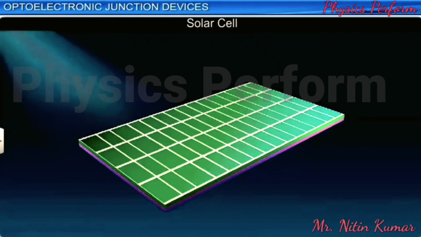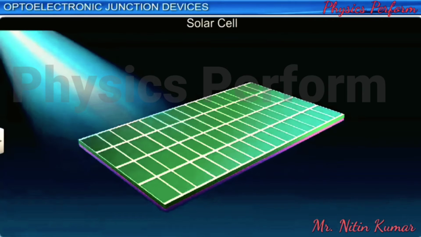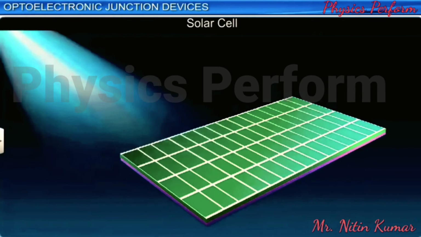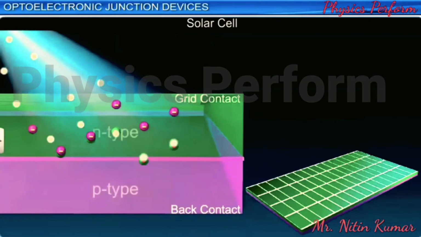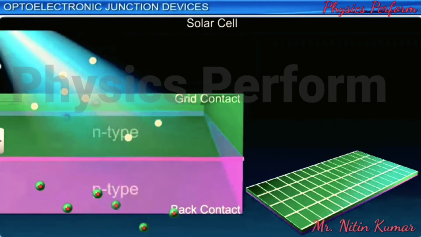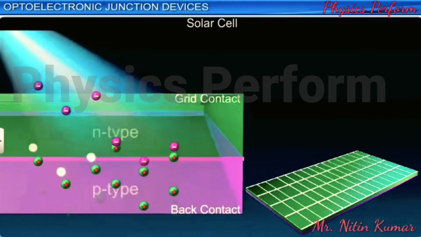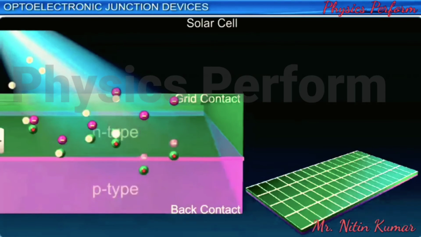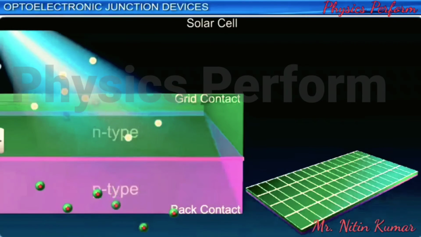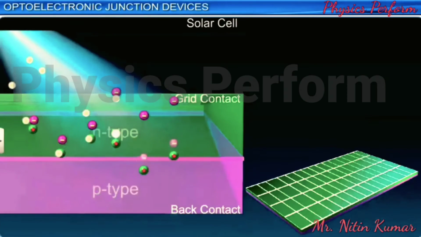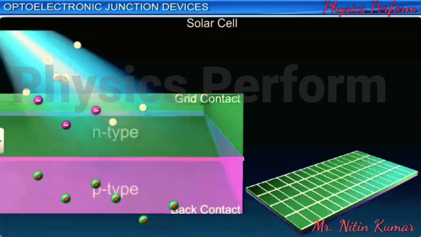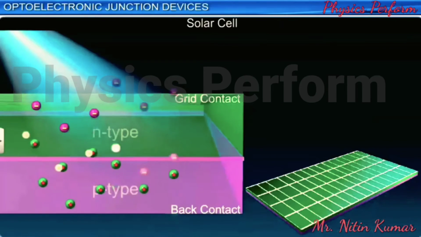A solar cell works when light is incident on it from the top over the N side of the device. A solar cell works on the same principle as that of a photodiode, where incident light generates electron-hole pairs in the depletion region of the PN junction. As in a photodiode, the holes are pushed towards the P side and electrons are pushed towards the N side due to the electric field in the depletion region of the solar cell.